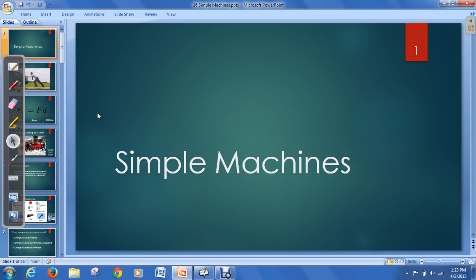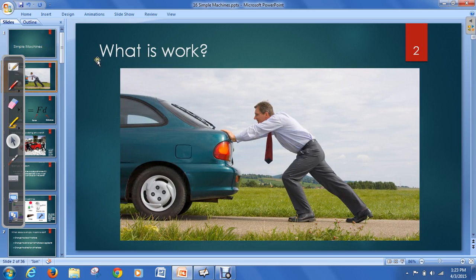In this podcast, we want to start the Simple Machines chapter of our textbook. Before we can really understand what simple machines are and what they do, we need to understand a term called work. So what is work?